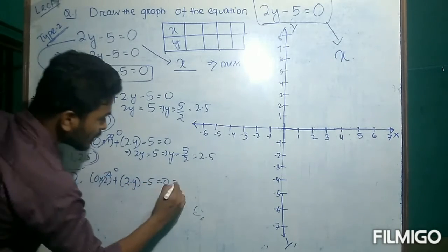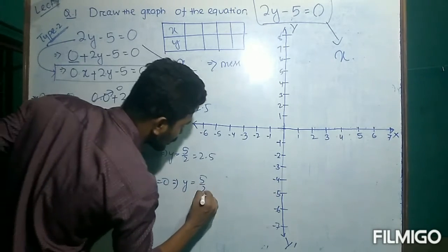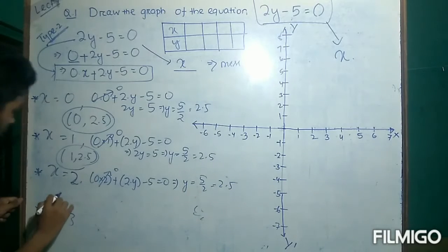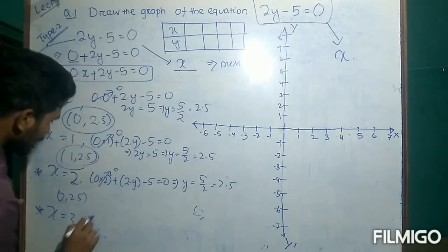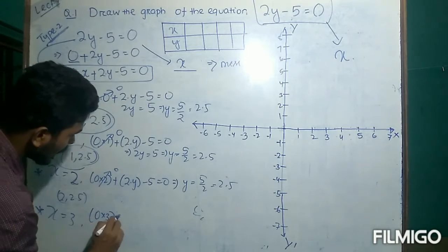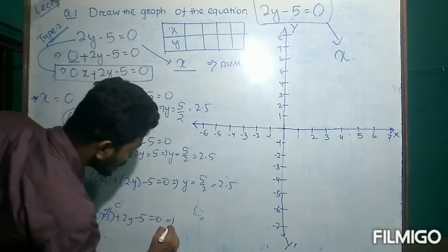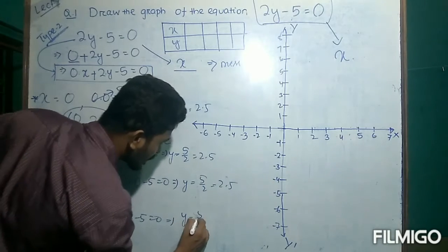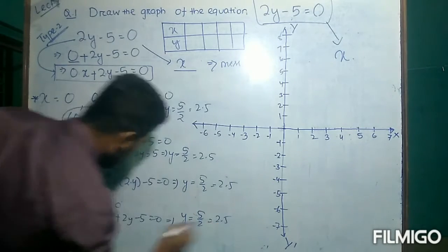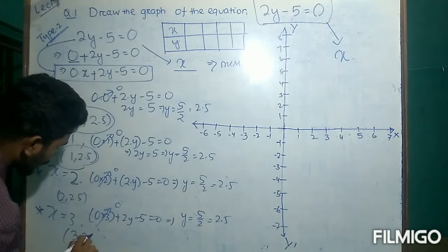Again it becomes 0. So you get y is equal to 5 by 2, which is 2.5. So the solution is 2.5. Okay. Next, x is 3. So 0 into 3 plus 2y minus 5 is equal to 0. It becomes 0. So you get y becomes 5 by 2, that is 2.5. Hence the solution is 3, 2.5.